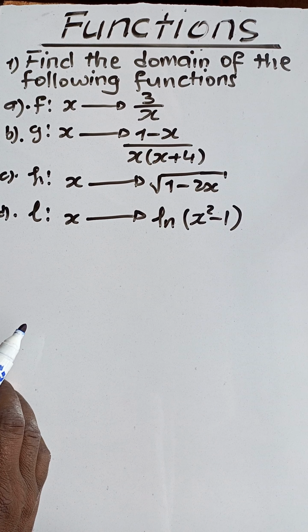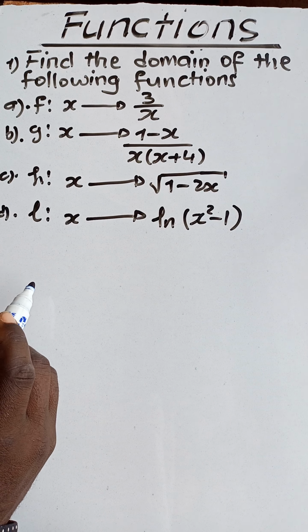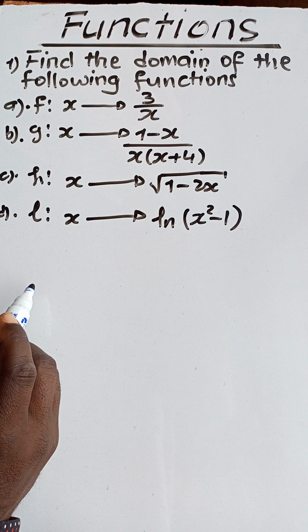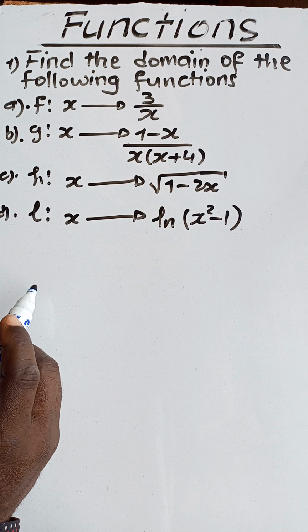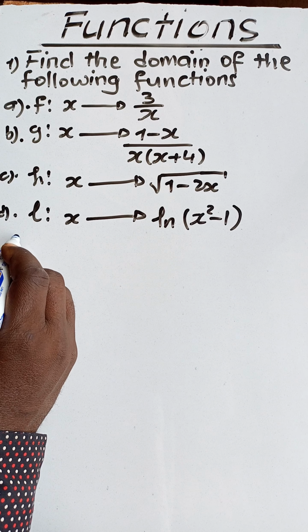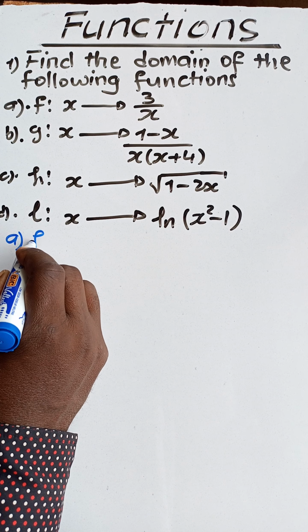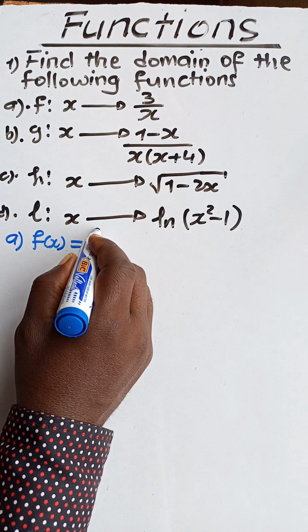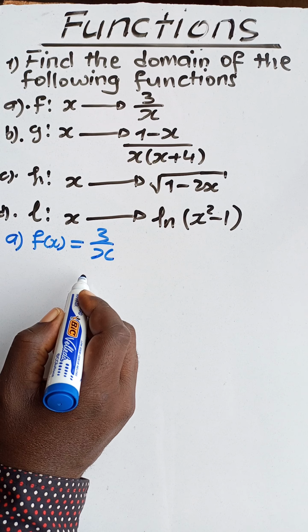Here we are given four functions to find the domain. Remember, the domain of a function is the largest set of definition of that function. We have the function f of x is equal to 3 all over x.